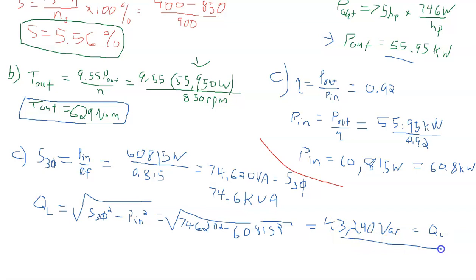And again, that is QL. So this is the real power in watts, the apparent power in voltamps, and the reactive power in voltamps reactive, or VARs, that is drawn from the three-phase source. Okay, so one calculation left to do.